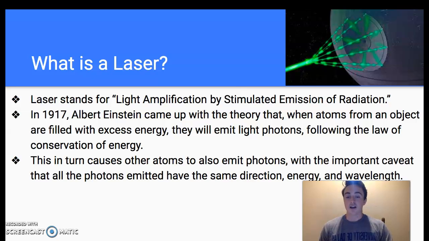A laser is an acronym for light amplification by stimulated emission of radiation. In 1917, Albert Einstein came up with the theory that when atoms from an object are filled with excess energy, they will emit light photons, following the law of conservation of energy. This in turn causes other atoms to also emit photons, with the important caveat that all the photons emitted will have the same direction, energy, and wavelength.